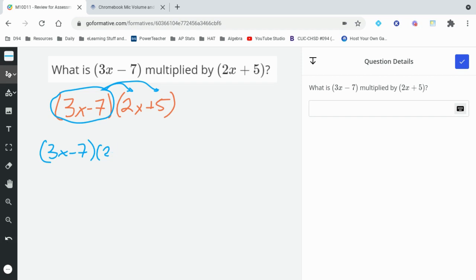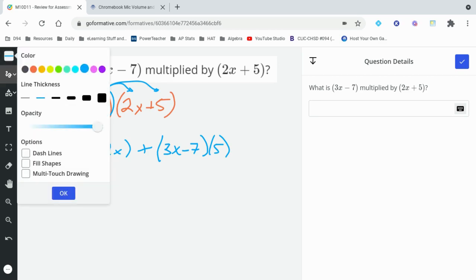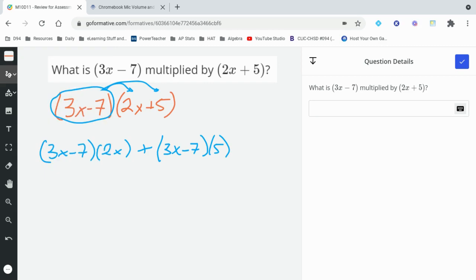I'm going to fix my 2 because apparently GoFormative doesn't like how I draw my 2's. And then I'm going to do the exact same thing over here. I'm going to take 3x minus 7. And again, that's going to be multiplied by 5. And then after that, we're going to come back and distribute this here. And again, that's part of the reason why you might have the 2x up front.